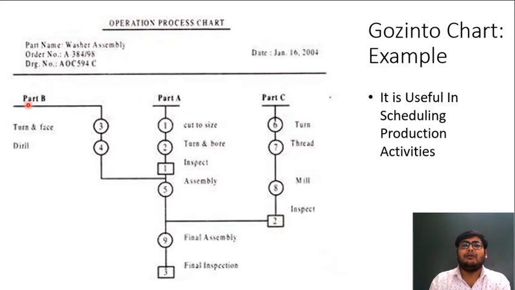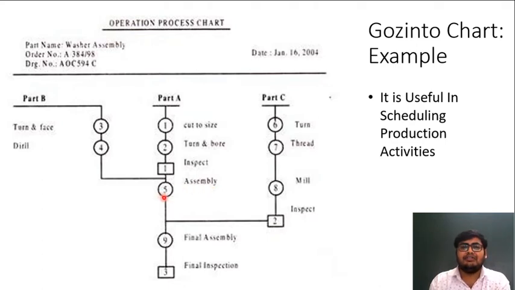Then there will be part B, and part B will have one operation of turning and facing, and after turning and facing is finished, we will do drilling. Once these two operations are finished, we do not need to inspect here. So it shows the operator where to inspect and where not to inspect. Once these two parts are manufactured, we need to assemble them together. So this operation 5 here shows that we need to do assembly.